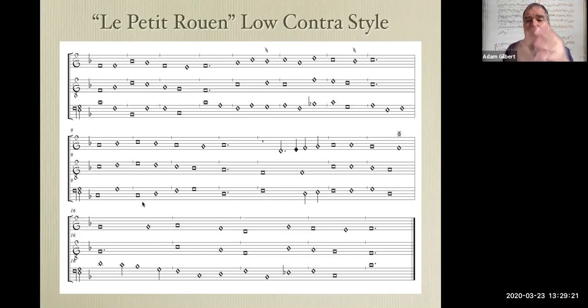And they didn't call it a low contra back then. That's what musicologists call it now, because they're trying to say, oh, this piece has a low contra as opposed to a high contra. But they just called it the contratenor voice. They started dropping it lower, and the way they did it was they made it a new procedure.